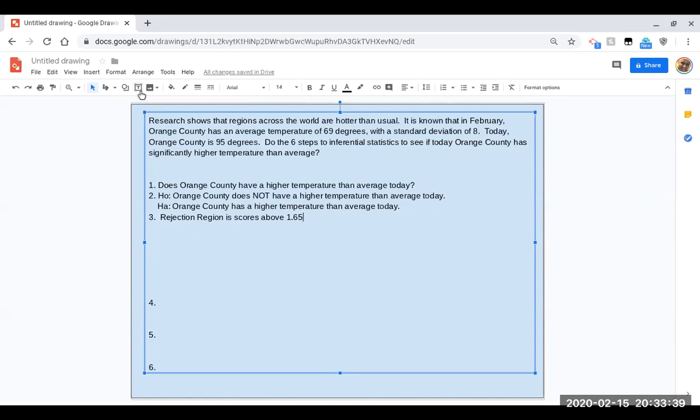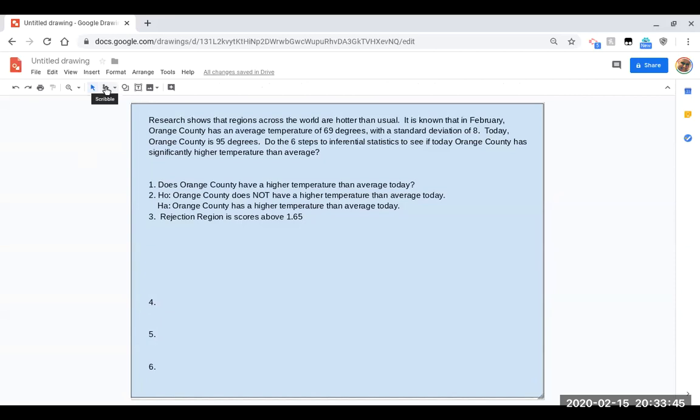But now I want to draw it because, again, you don't have to draw, but I think it makes it kind of speak to you a little bit. So I'm going to draw it over here. Here's my distribution. I have a score here, 1.65. And then this is my rejection region here.